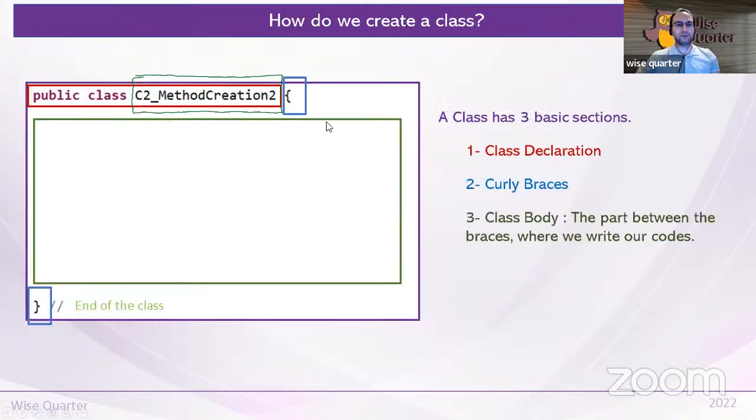Let me review everything. You do not need to memorize anything here. In the IT world, you do not memorize anything. Don't worry about them. This is the declaration, naming, and a few properties of the class. These are the opening and ending of the class, the limits of the class, and between them, it's called the class body. We are going to write our code here.